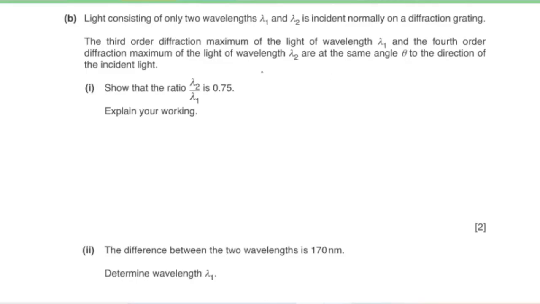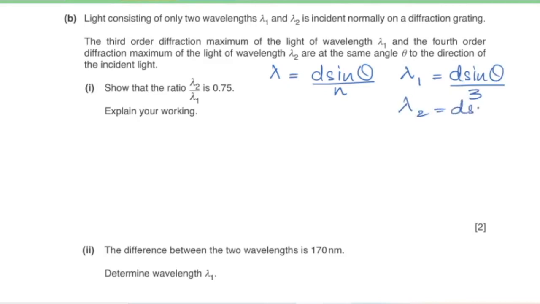So the formula for diffraction grating is that wavelength is equal to d sine theta divided by n, where n is the number of the order diffraction maximum forming. Lambda 1 is d sine theta divided by n, which is the third order maximum for lambda 1, so n has a value of 3. And then for lambda 2, we have d sine theta divided by 4, since lambda 2 forms the fourth order diffraction maximum of the light.